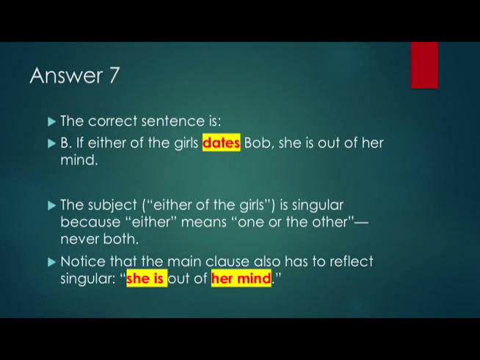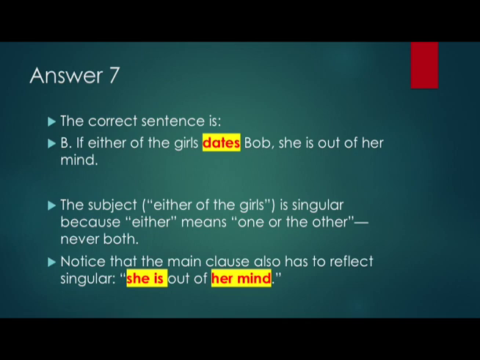The correct answer is B. If either of the girls dates Bob, she is out of her mind. So the subject in the sentence is either of the girls. So that is singular because either means either one or the other. It can never be both. Either is always one or the other.